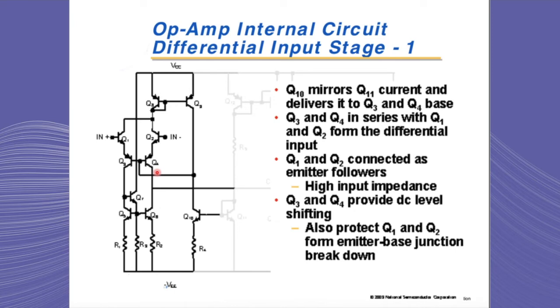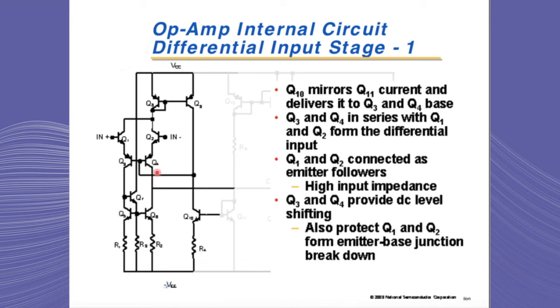and Q9. Q1 and Q2 are connected as emitter followers. This provides the high input impedance that the input stage, and eventually the operational amplifier, needs. Q3 and Q4 provide DC level shifting. They also protect Q1 and Q2 from emitter-base junction breakdown.